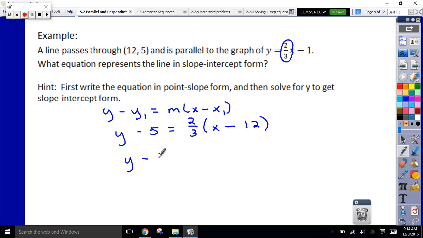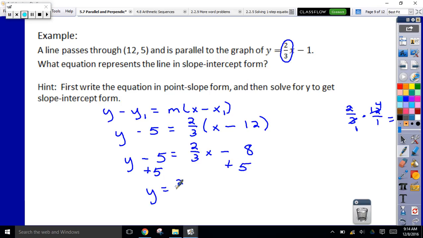So we have y minus 5. I'm going to distribute, equals 2/3 x minus 2/3 times 12. I'm just going to do that over here so some of you can see how that whole fraction thing is working. I'm multiplying times 12 over 1. I'm going to cross simplify. 3 goes into 12 4 times. 2 times 4 is 8. So I get an answer of minus 8. Adding 5 to both sides gives me y equals 2/3 x minus 3. And that's my answer.